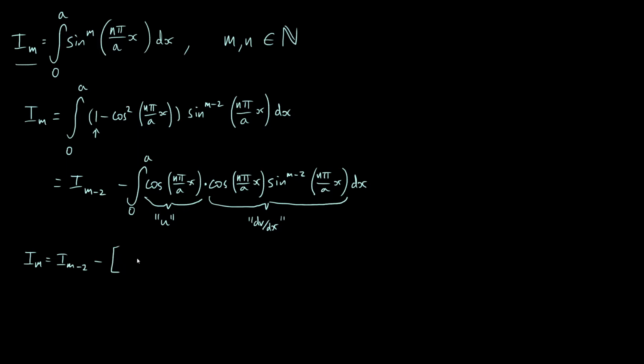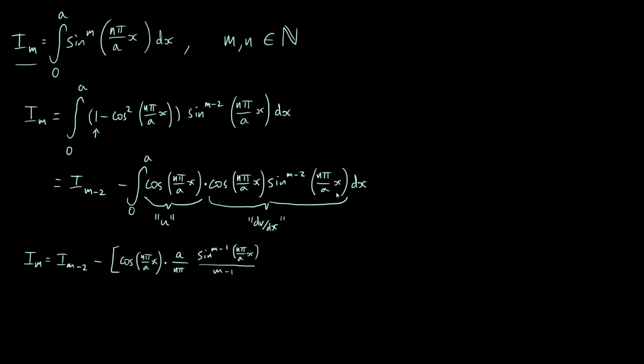So we get this u doesn't change, right? So the u part is going to be cos of n pi over a times x. And what if this whole bracketed term here is dv by dx? What would v itself be? Well, let's just think about how to invert the chain rule, right? We're going to get a factor of a over n pi. Okay, that comes from the coefficient of x in the argument of the sine. And then we're going to get sine to the power of m minus 1 of n pi over a x, and we have to divide that by the power m minus 1.